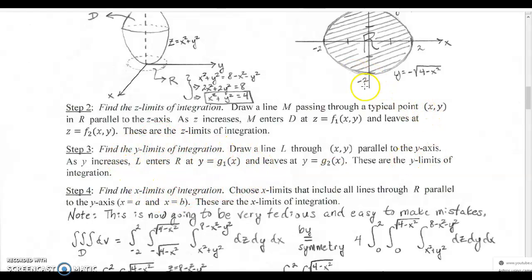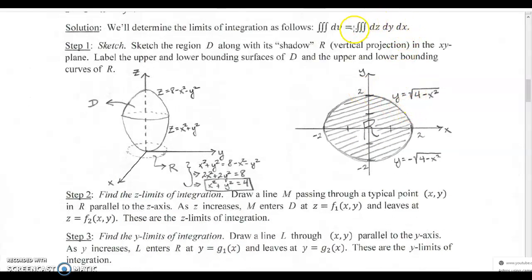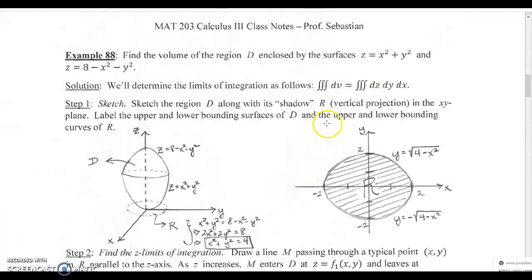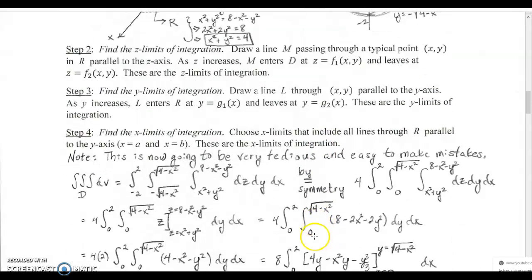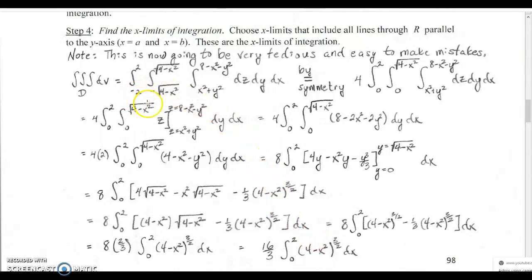But I like to say that the outside integral needs to be constants. So dx is the outside, goes with the very first integral. So x has to go from one constant to another. That's why I know it's from minus 2 to 2 to cover this region. As x is going from minus 2 to 2, y is going from minus the square root of 4 minus x squared up to the positive square root of 4 minus x squared. And then the inside integral is where z is ranging, from the lower surface to the upper surface. Okay, so this is what I have.